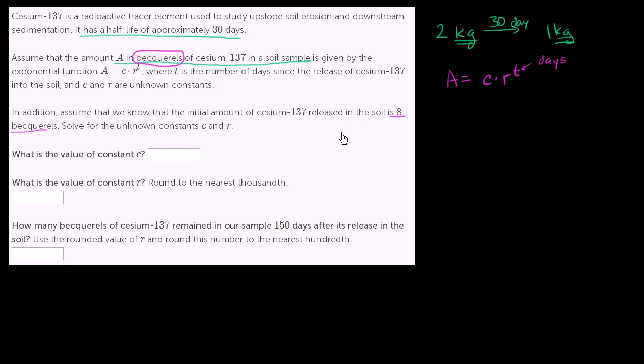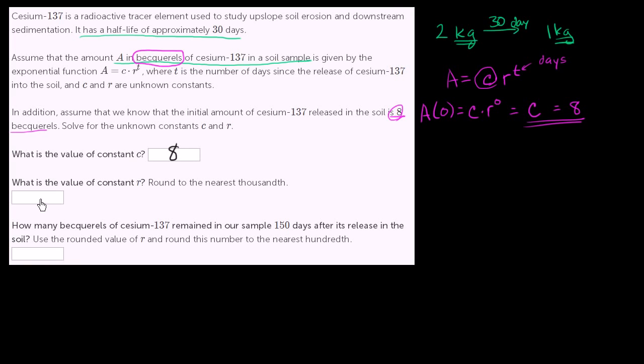So the initial amount in the soil is when T is equal to 0, when no days have passed. So the amount at time 0 is going to be equal to C times R to the 0 power, which is just C times 1, which is equal to C. And they tell us what A of 0 is. They say A of 0 is 8 becquerels. So our constant C is just going to be equal to 8. What is the value of the constant? We could just write 8 right over there.